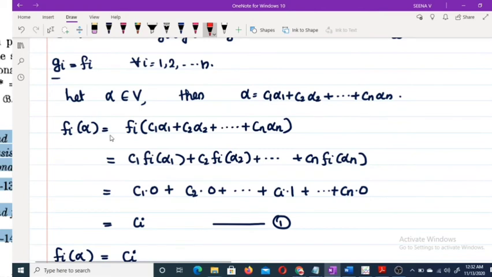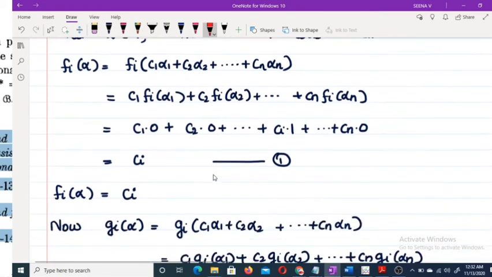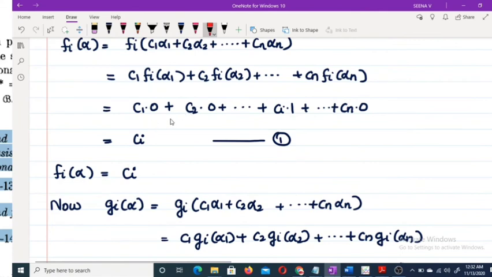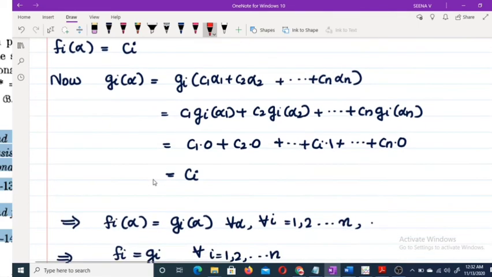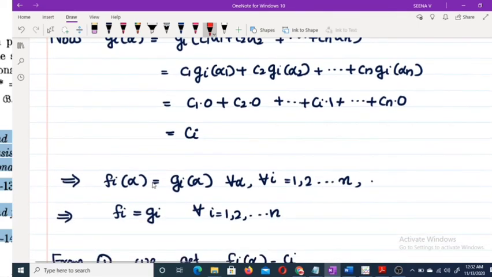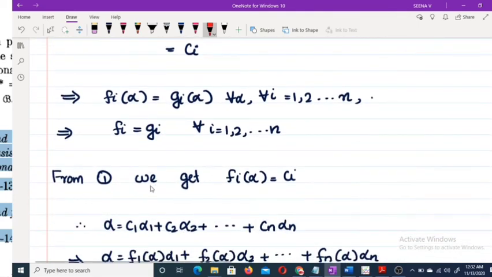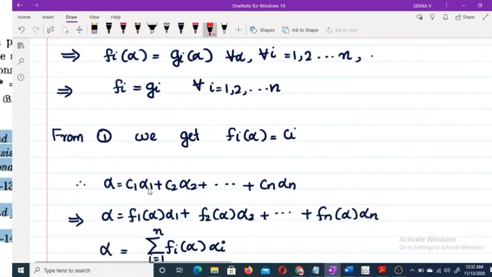Now fi of alpha equal to fi of this one, and fi of this one. I'm skipping all these steps, and this is equal to ci into 1 plus etc. This implies ci. Therefore, fi of alpha equal to ci. And for gi of alpha, repeating the same process, we get gi of alpha equal to ci. So fi of alpha equal to gi of alpha. This implies fi equal to gi for every i equal to 1 to n. This implies the representation is unique.